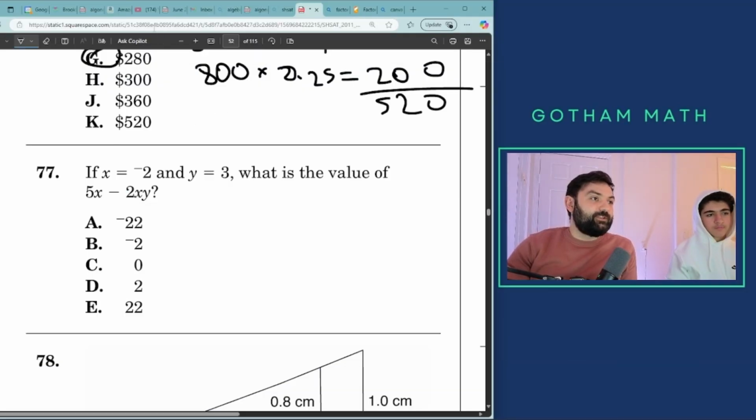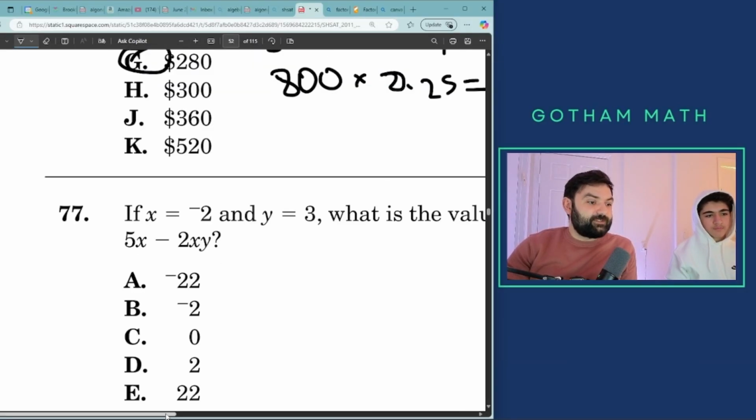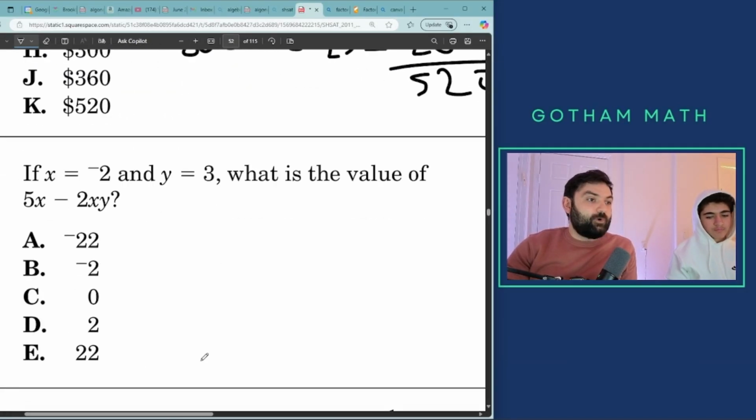Well, there is no thinking here. If x is negative 2, y equals 3, what is the value of 5x minus 2? So, what do we do here? Just do it. So you know what to do almost everywhere.